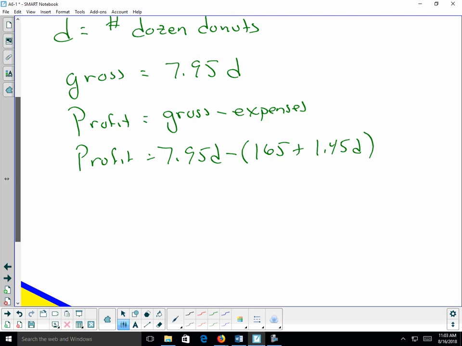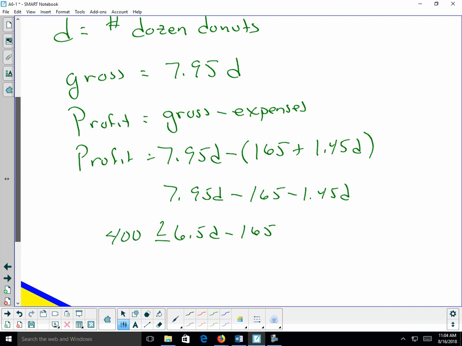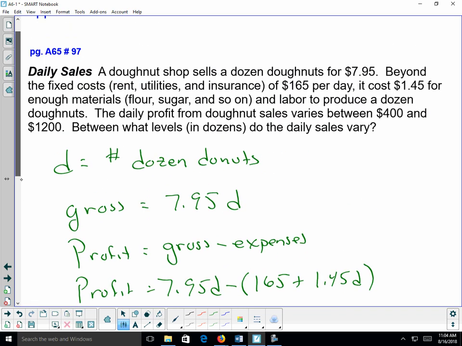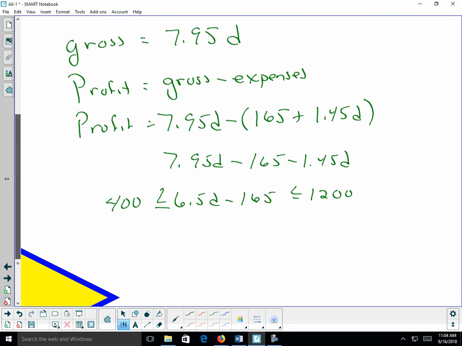So I'm going to simplify this. I'm going to have $7.95D minus $165 minus $1.45D. So I'm going to have 6.5D minus 165. That is going to be my profit. I want to make at least $400, so I want that to be greater than or equal to 400. But I don't want to make any more than 1,200, which is the most that I can make. It varies between 400 and 1,200.